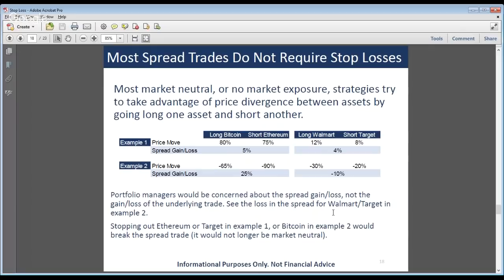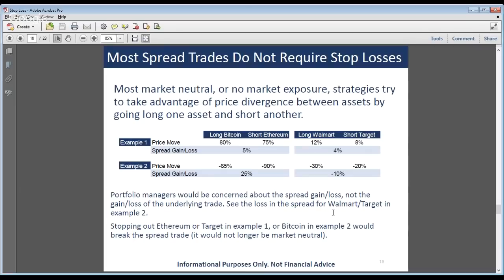So here's a couple examples. I have crypto and the Walmart and Target example. Say I'm long Bitcoin, short Ethereum. Example 1, it's a bull market. Bitcoin goes up 80, Ethereum goes up 75. So I make 80 on my long Bitcoin trade and I lose 75 on my short Ethereum trade. I actually make 5%. But if I stopped out my Ethereum trade, then the entire trade would break.